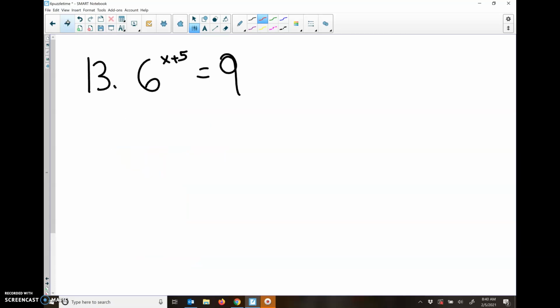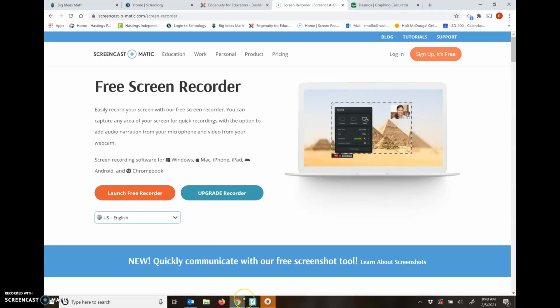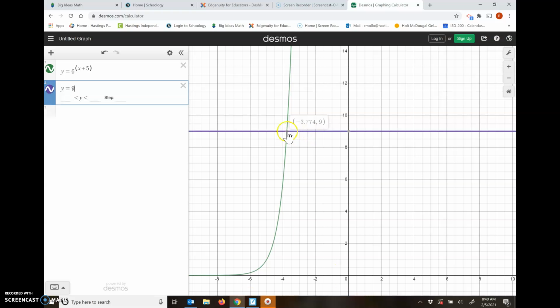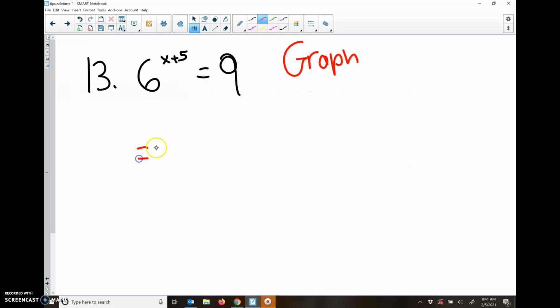And then remember, this one's number 13. They suggest we use a graphing calculator for it because there's not really a way that we can make 6 and 9 into the same base there. So it's going to be some weird decimal, so they suggest using a graphing calculator. So if we use our Desmos calculator, type in our equation there. So y equals 6 raised to the x plus 5. Oops. Put some parentheses in there to make sure it's still the exponent. And then y equals 9. And then we see where they're crossing. So they are crossing at negative 3.774. So then our answer for that one is going to be negative 3.774.